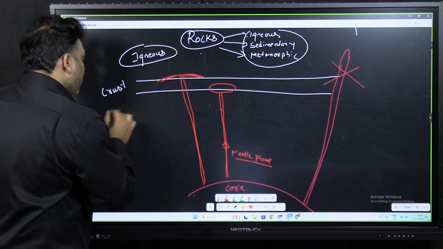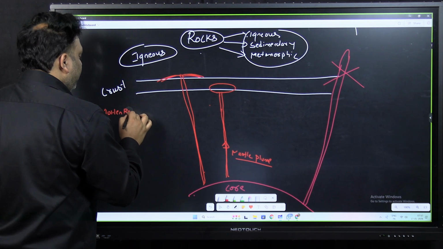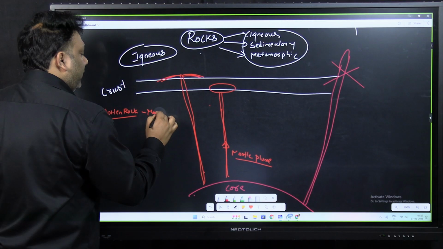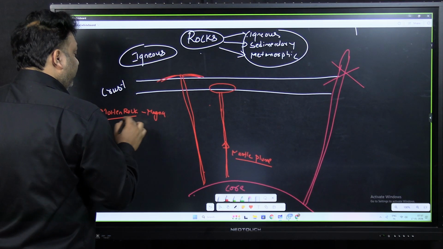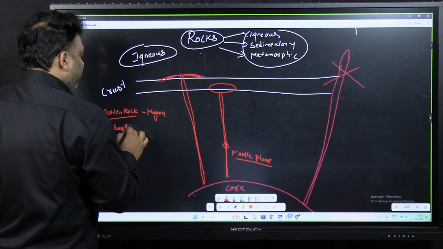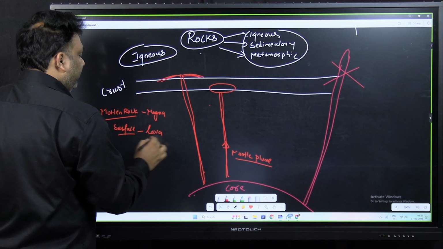So when this molten rock is inside the earth, it is called as magma. So when this molten rock comes out on the surface, the expression of magma is called as lava. So this is the difference.